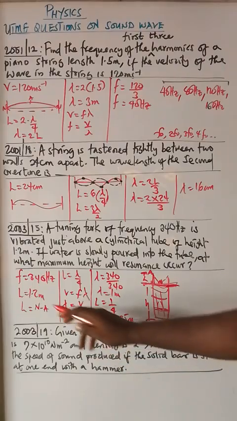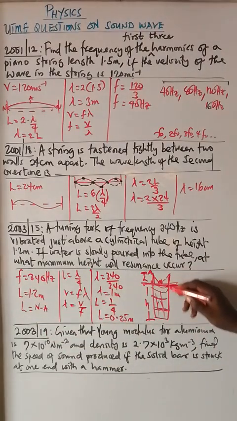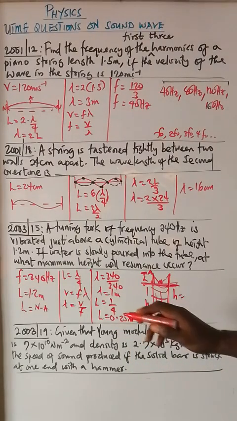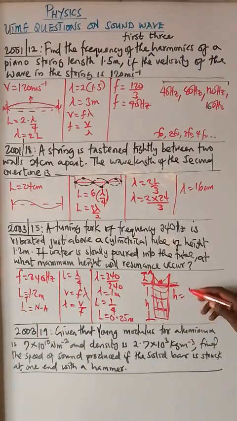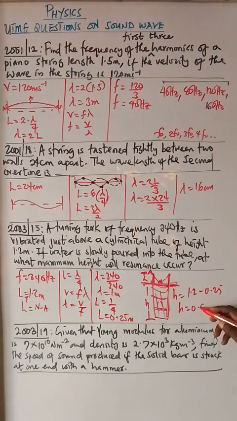But we are told that the total length of the tube is 1.2. So from here to here is 1.2. The one up here is what? 0.25. So our H will be the total length, let me write as LT. Total length is 1.2, minus the 0.25 at the top here. And the height should be 0.95, I guess, meters.